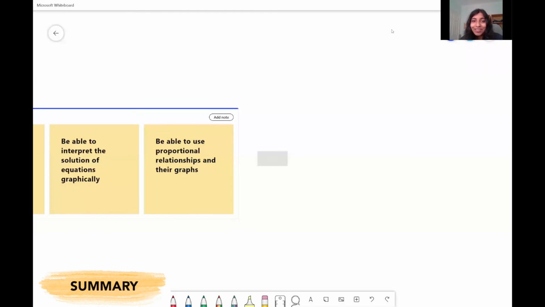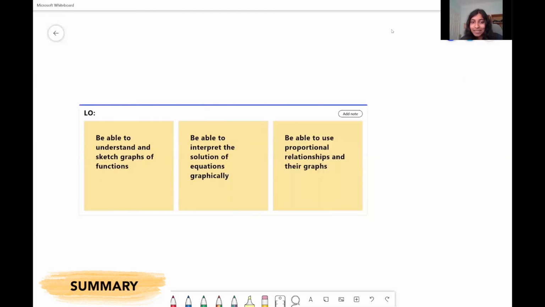Yeah, that's everything. Thank you so much for listening to this lesson. I really hope it was useful. Just to sum up what we did, we learned how to sketch graphs of functions up to the power of 4, and we learned how to interpret solutions of equations graphically. So go back to what we were learning about simultaneous equations and see if you can plot those equations using a graph, using what we just learned. And also we learned how to use proportional relationships and their graphs. Thank you.